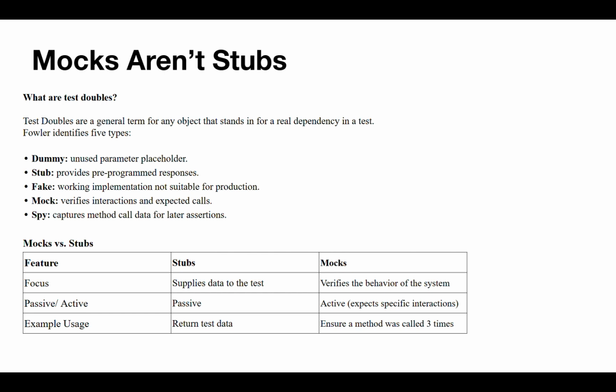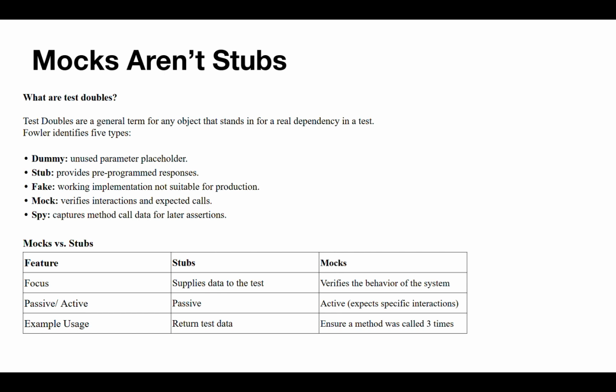Understanding this distinction is crucial in deciding whether you're validating output or behavior. Using mocks properly supports interaction-based testing, while stubs are ideal for simplifying test setups. So a dummy is an unused parameter placeholder, a stub provides pre-programmed responses, a fake is a working implementation not suitable for production, a mock verifies interactions and expected calls. A spy captures method call data for later assertions.